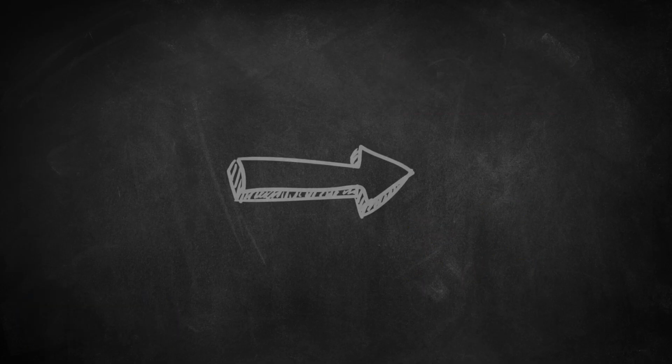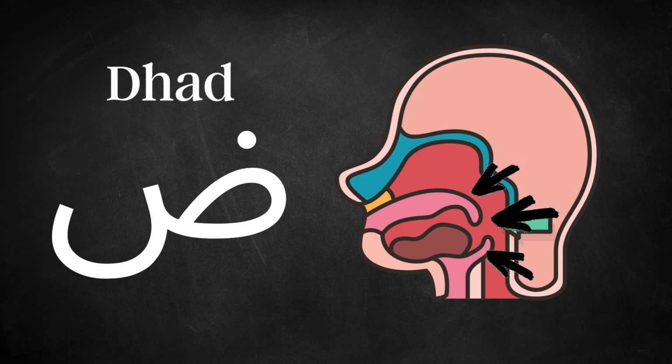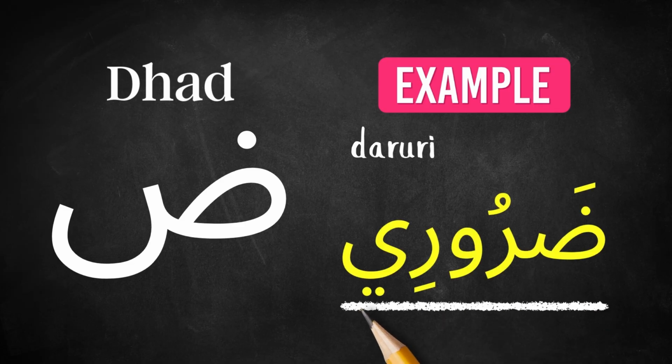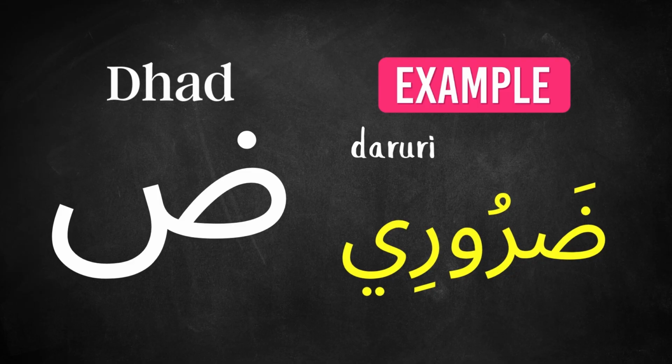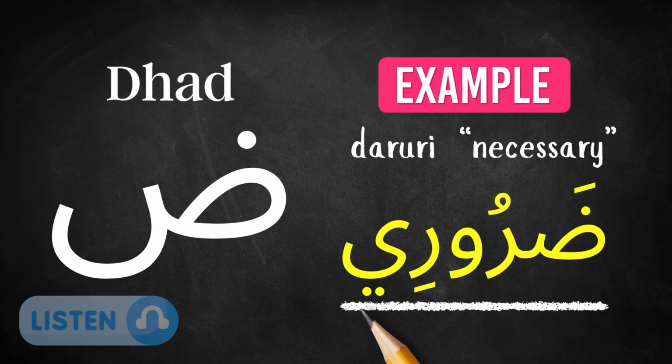Now let's look at Dad. It is a deep sound, pronounced from deeper in the mouth, with more emphasis and stress on the tongue, pushed with more force from the back of the mouth. Example: the word ضروري, which means necessary. Start with the letter Dad. Listen: ض ضروري, ض ضروري.